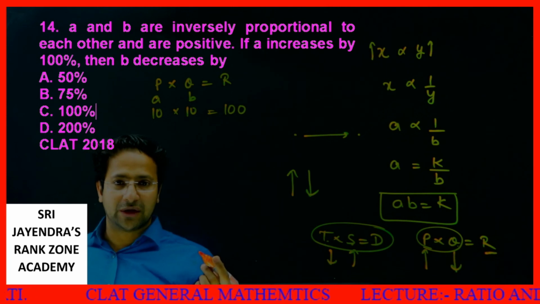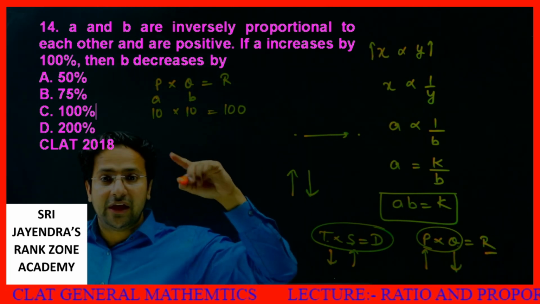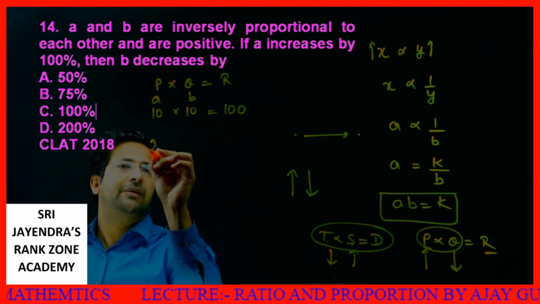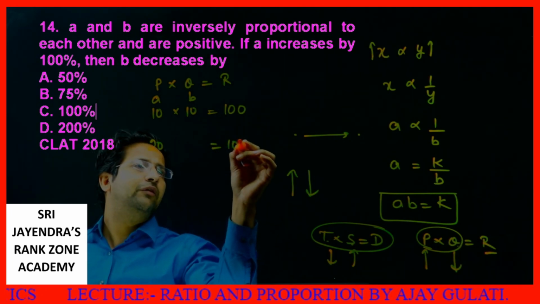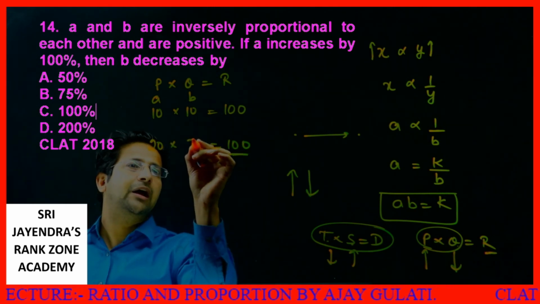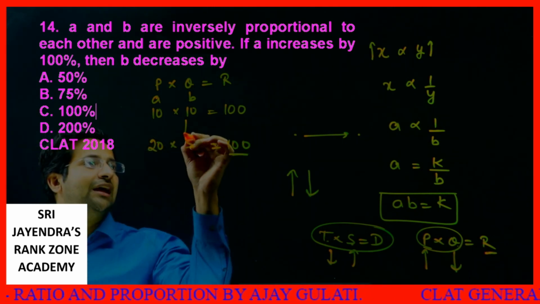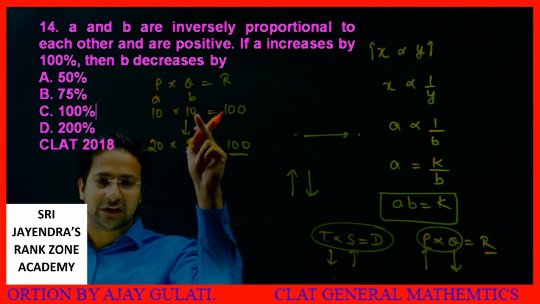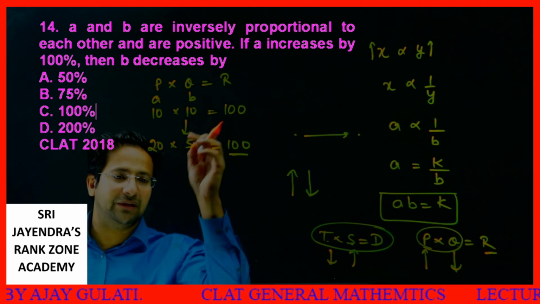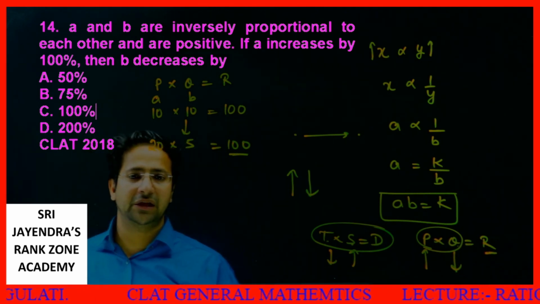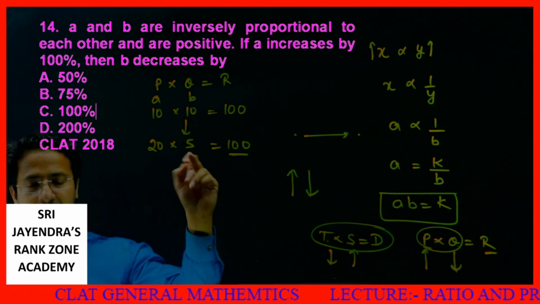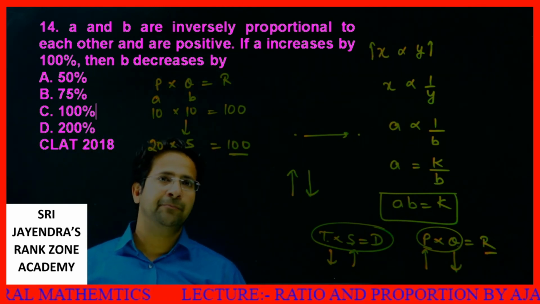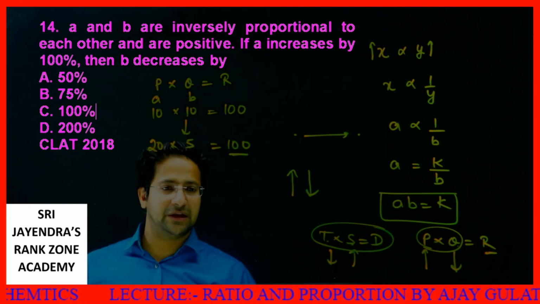Now let's say these are A and B. If A increases by 100%, that means it gets doubled. So if A becomes 20, then this revenue will remain the same, 100. So this will be 5. So this has decreased by 50%. So the answer is 50% decrease. Something was 10 initially, now it becomes 5, so it has decreased by 50%. When a thing gets halved, it means it has decreased by 50%. Option A is your answer.